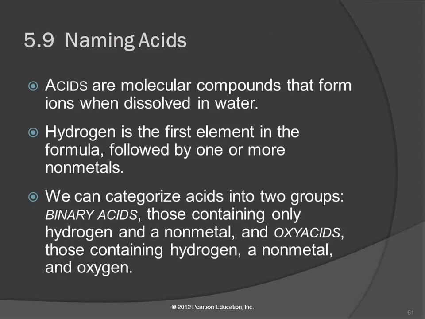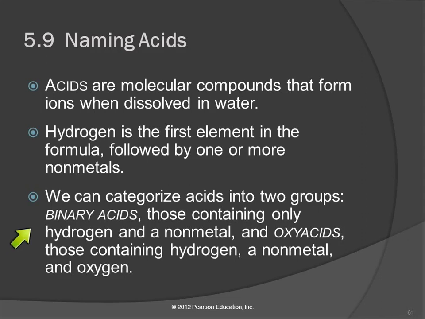Naming acids. Well, there's different ways to define acids. Acids are molecular compounds that form ions when dissolved in water. So we do not name acids as ionic compounds, but they form ions. And so that can get a little confusing at times. Usually when we see an acid, hydrogen will be the first element in the formula, followed by one or more nonmetals. So what we'll learn for this class is if the formula starts with H, it's an acid, and we're going to name it as an acid.